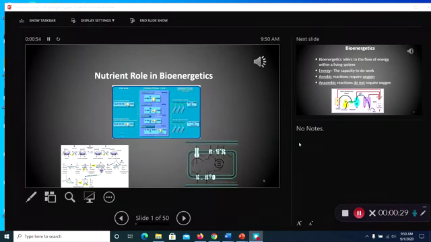So with this section, we're going to look at nutrient role in bioenergetics. When we're looking at nutrients, we're looking at macronutrients, of course, and then micronutrients as well. And that'll be my focus in this class, to really introduce the role of micronutrients into these enzymatic processes. So make sure you pay special attention to that.